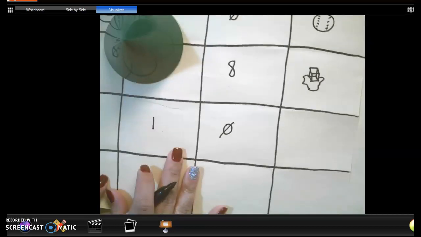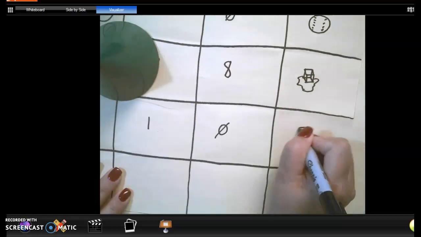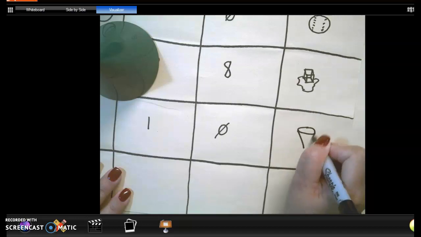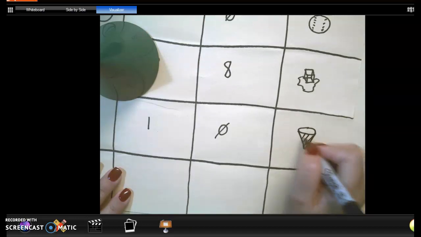And something that looks like a cone in real life, like I told you before, will be an ice cream cone, right? So I'm going to draw an ice cream cone right here.